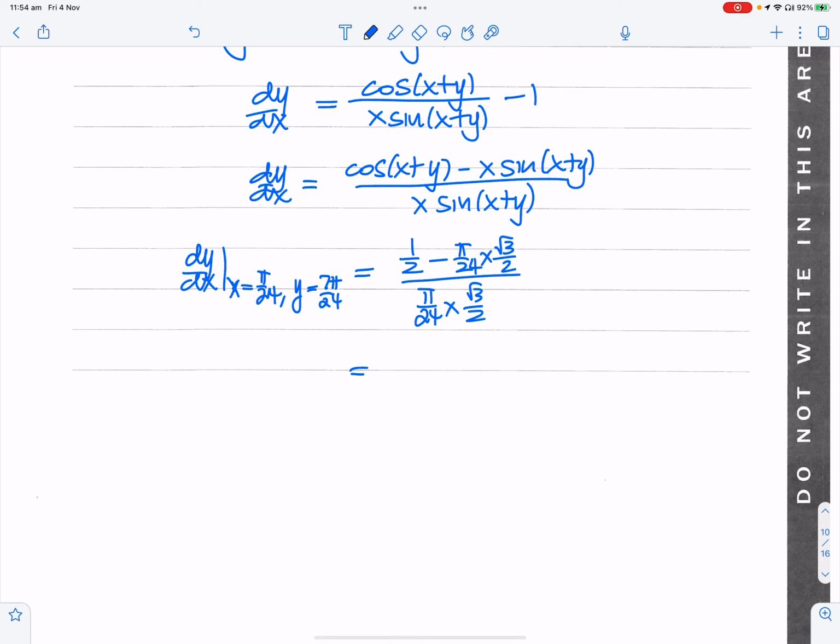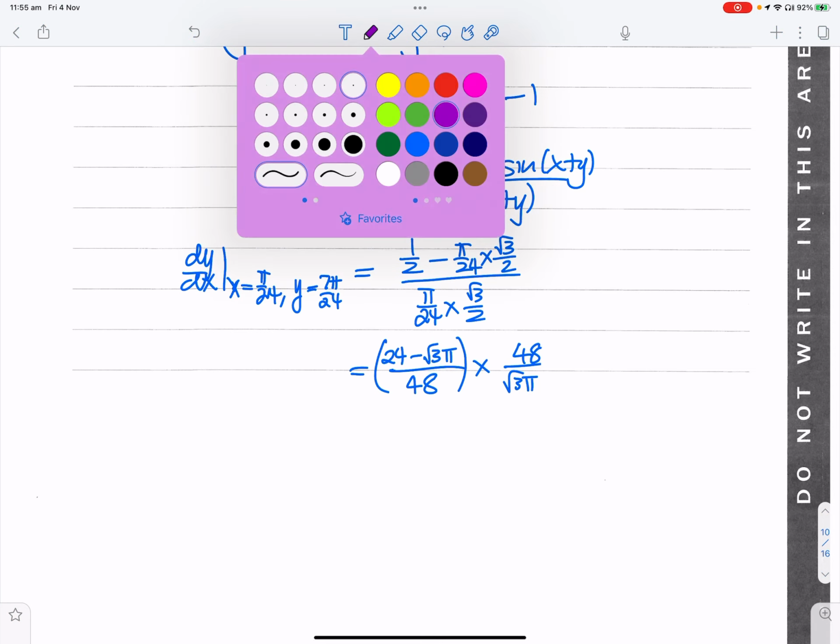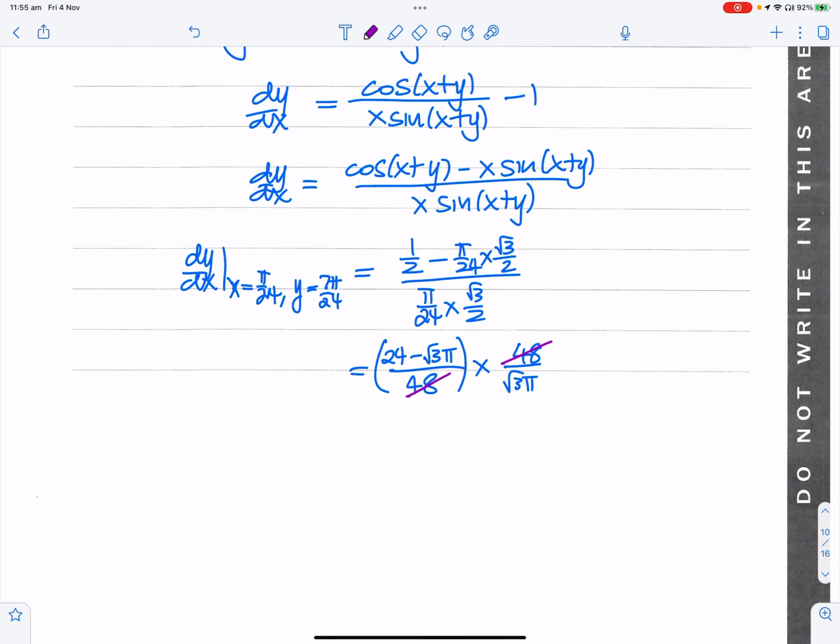We know the denominator there is going to be 48. So on top, we get root 3 pi minus, that's going to be 24, multiplied by, flip that sucker, so we get root 3 pi and 48 on top. Okay, we can cancel the 48s.